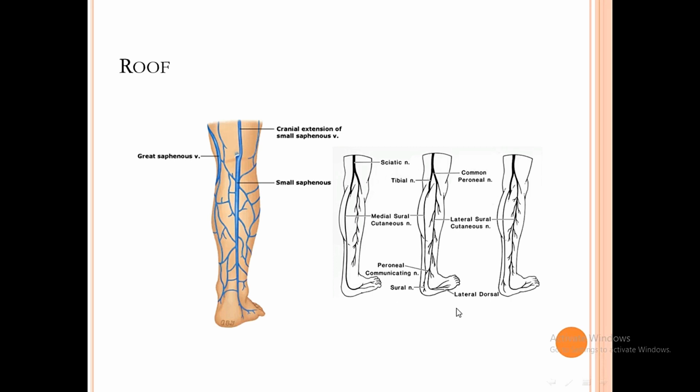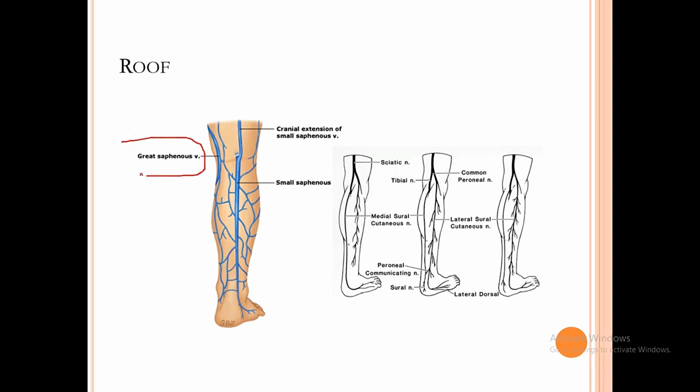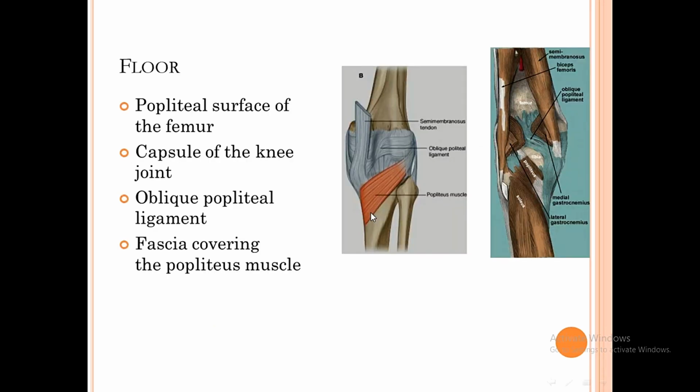In the roof here in this picture, you can see the great saphenous vein, the branch coming up, and here is the small saphenous vein, and these are the divisions of the nerve coming here. The sciatic nerve at the apex of the popliteal fossa divides into the tibial nerve and common peroneal nerve. From the common peroneal nerve, you can see the branch arising known as the lateral sural nerve, and from the tibial nerve there is a branch arising known as the medial sural nerve. Now, once finished with the roof and boundaries, we come to the floor.